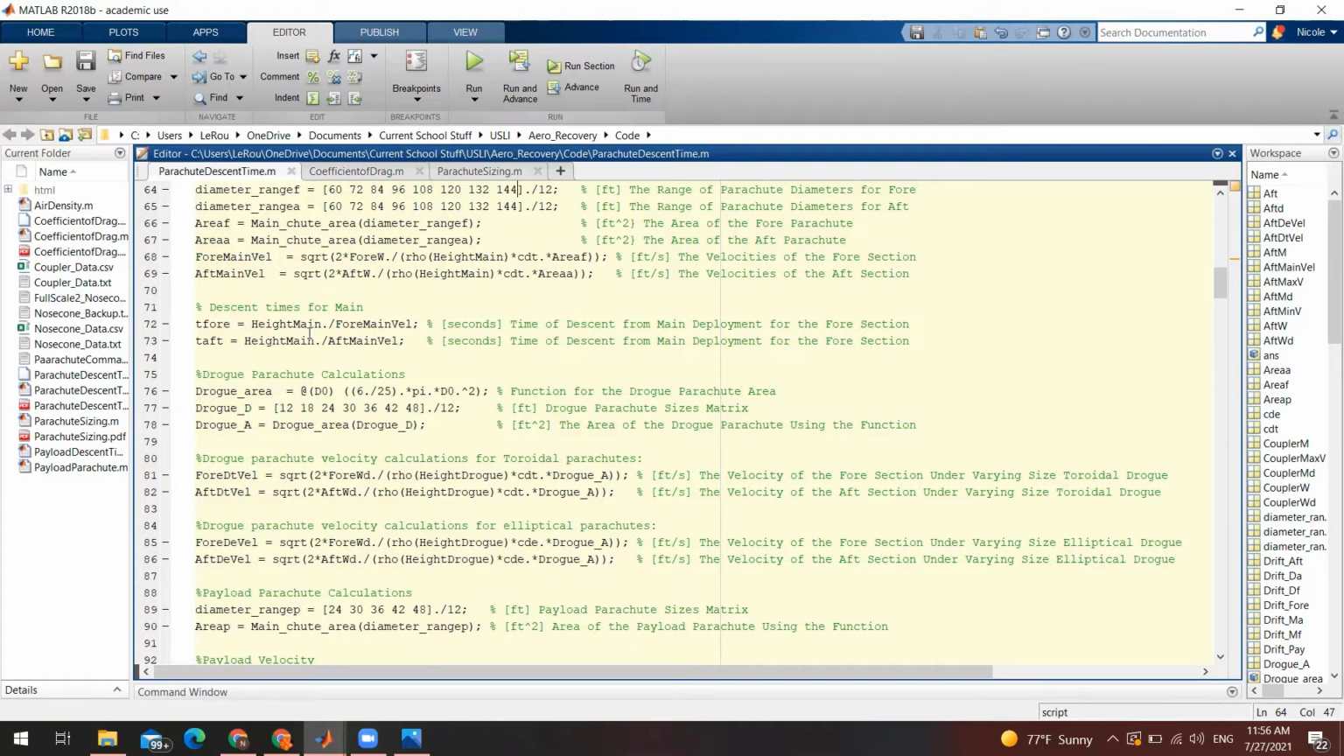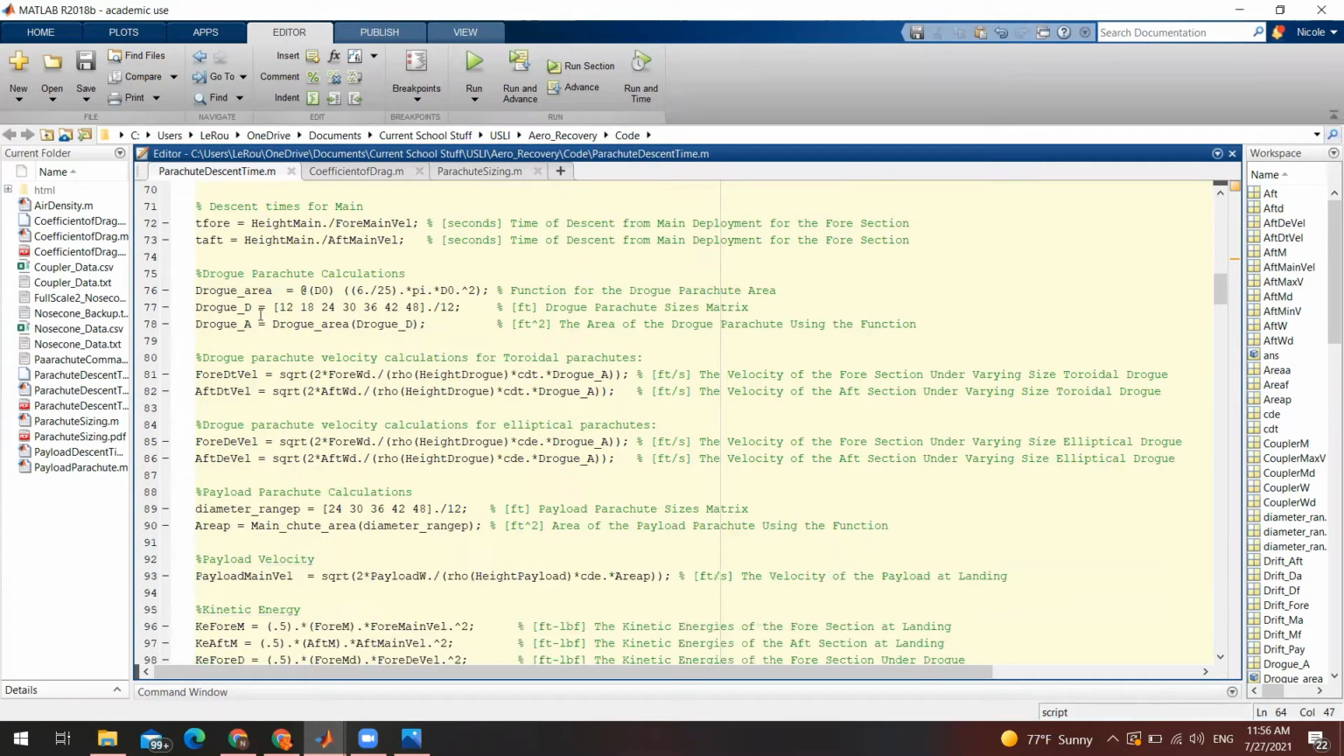Descent time is relatively easy to calculate. It's just the height of the main deployment divided by the fore main velocity. So this is the time of descent from when the main deployment happens, main deployment to ground hit, and then we'll take the drogue later and add those two together.